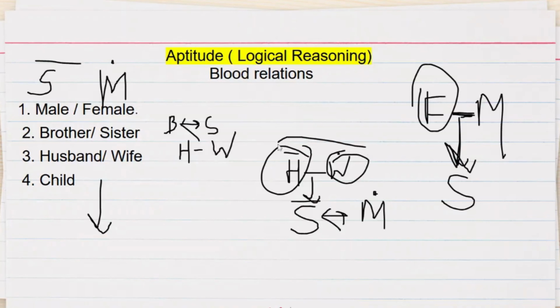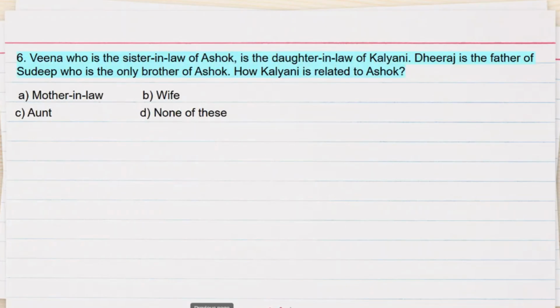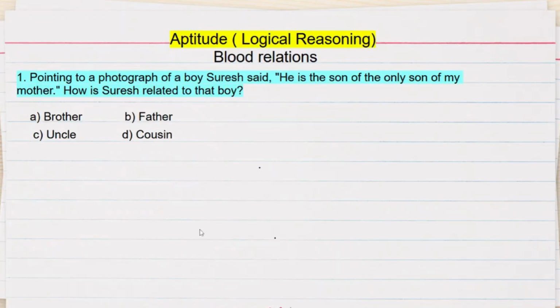So this is how family trees work, and we will use these symbols as well as these alphabets to solve this particular problem. We will draw a family tree to solve it. So now I'll show with an example itself. Let's solve this question.